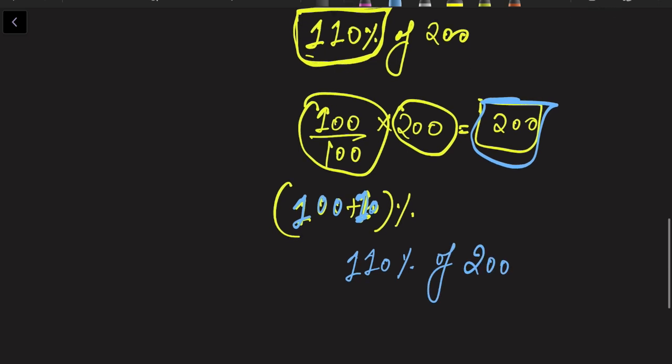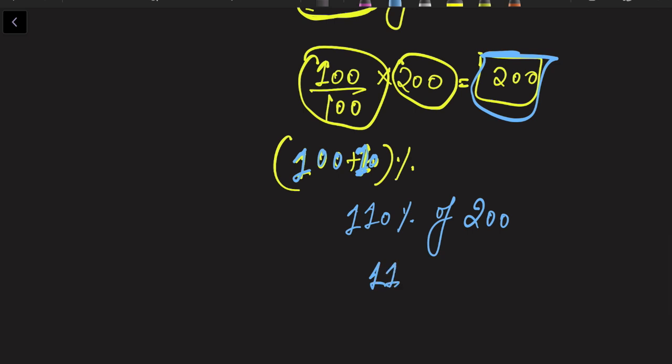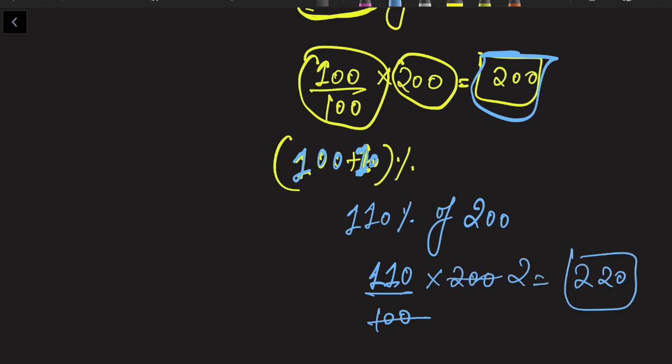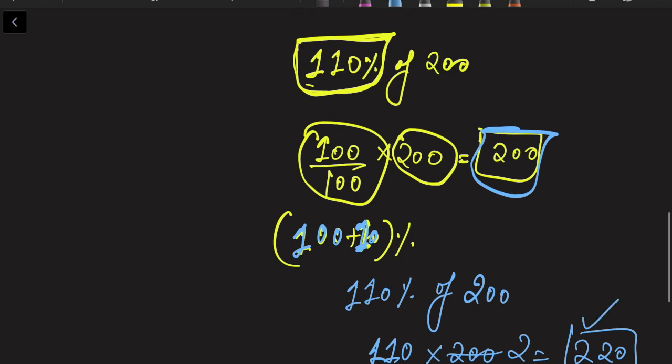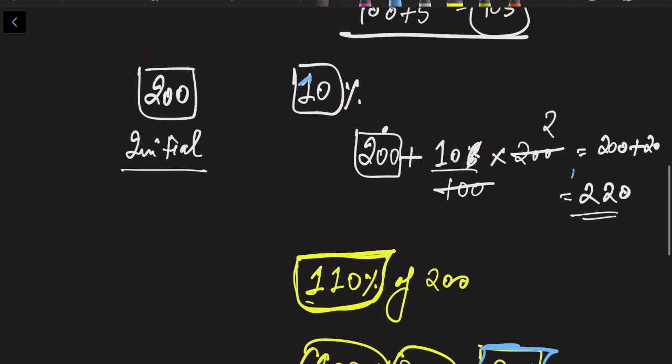This will be the final value, 110% of 200. So 110% means 110 by 100 into 200, will cut on 2, so 220. The answer is the same here. This is the answer here, and we got 220 here as well.